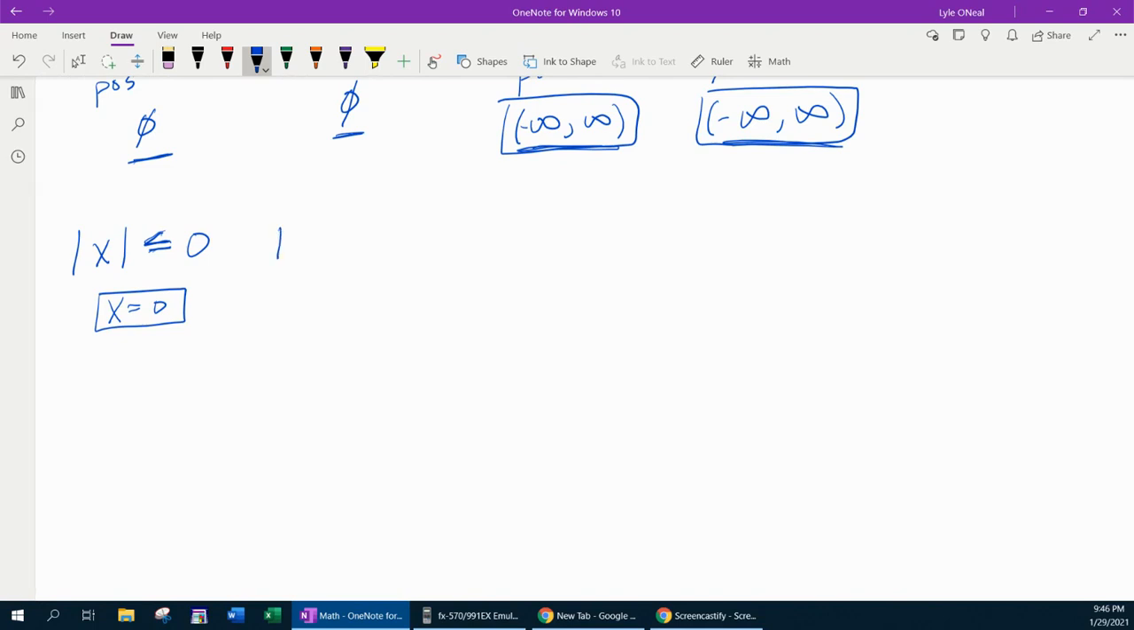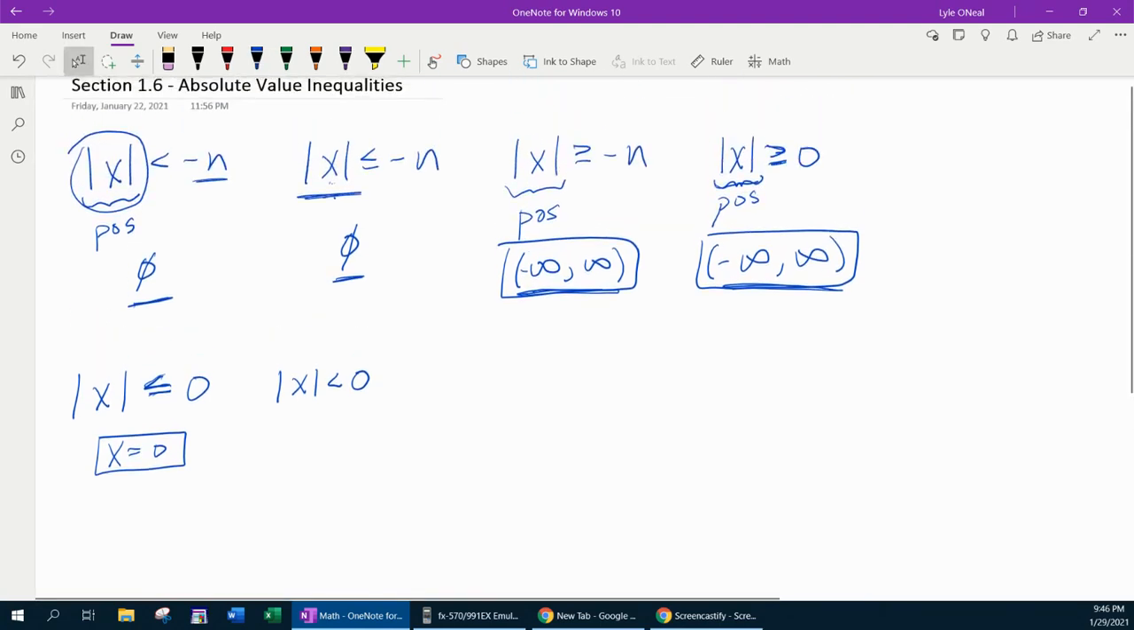Okay, what if I had the absolute value of x strictly less than 0? Well, that would be no solution, because even if I plug in a 0, 0 is not less than 0. That's false. Every other number would be positive, which would be greater than 0, not less than 0. So in this case, this would be another no solution. Okay, again, subtle difference, different outcomes.